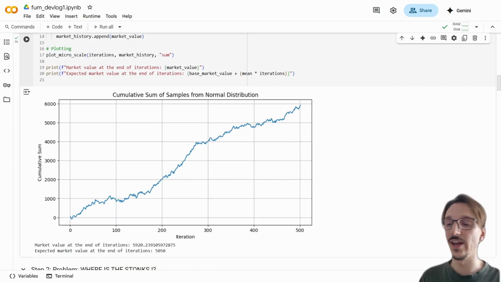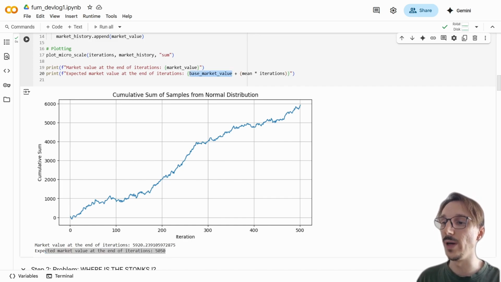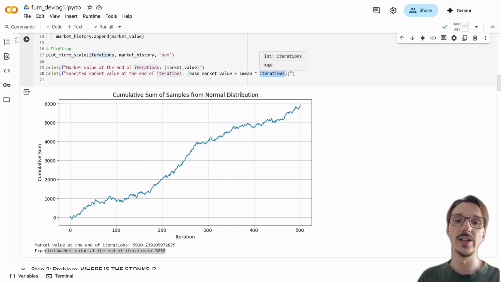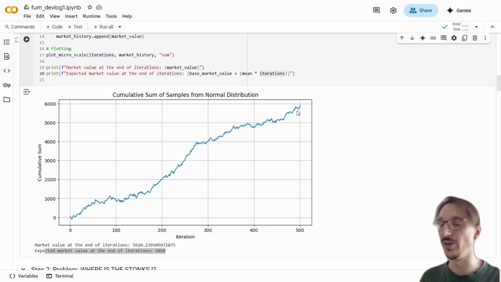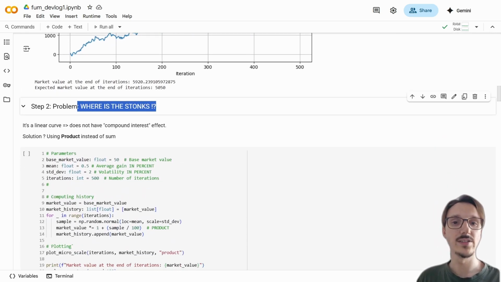And you can see that we can compute the expected market value at the end of the iterations, which is the base value plus the mean times the number of iterations. So it allows you to get a bit more perspective on what number to expect, and it's useful when you build a game. And you might notice that the curve looks good, but there's something missing, which brings us to step 2. And the problem is, where is the stonks?